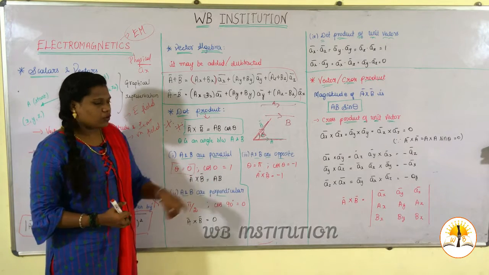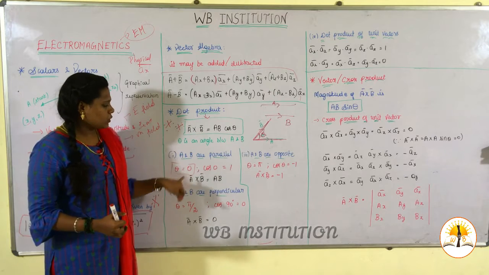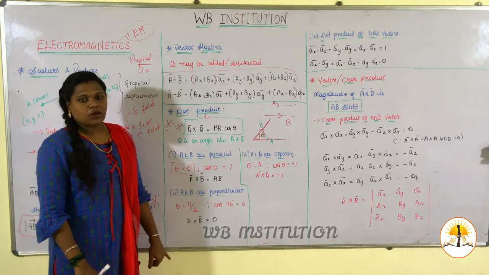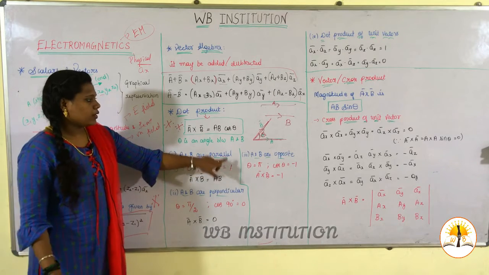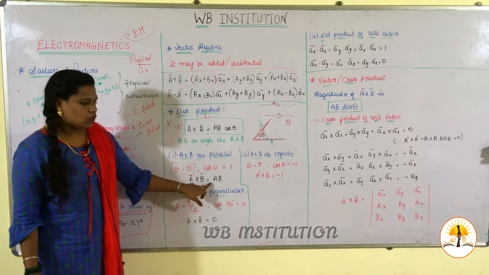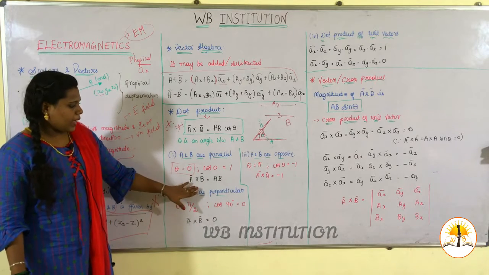So what is cos 0? In place of theta, you need to replace 0. Cos 0 is 1. So AB into 1 will give you AB. So this is for your parallel.